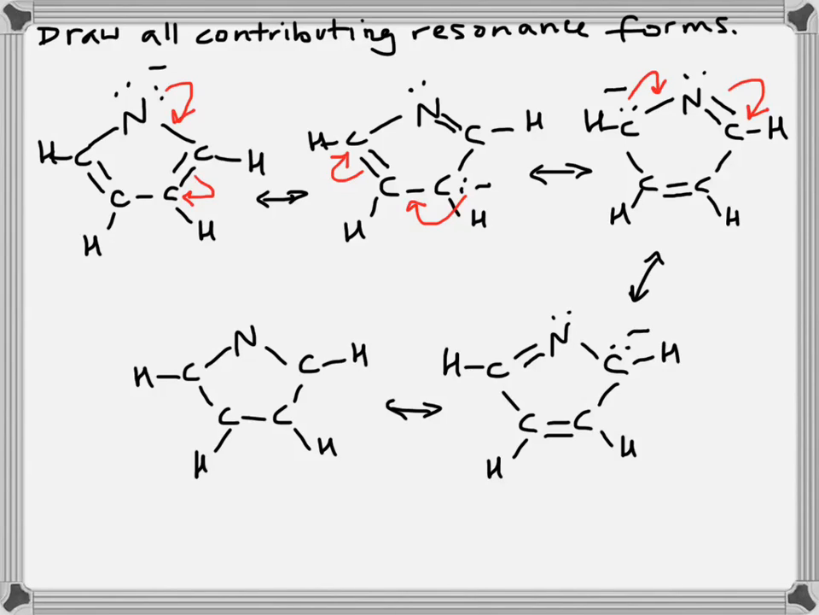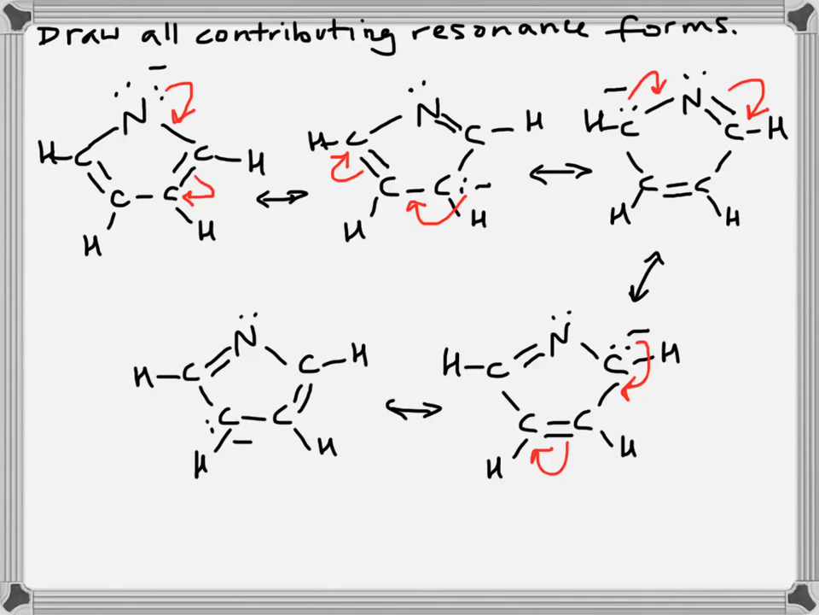And then there's one last resonance form where my allylic lone pair can move once more, lone pair becomes a pi bond becomes a lone pair, and my pi bond is here, and my lone pair is now here, and this pi bond hasn't moved. And where's my negative charge? Now it's on the carbon on the bottom left.